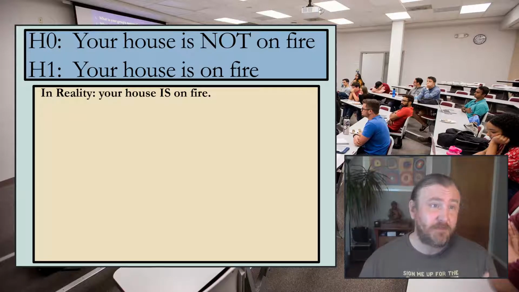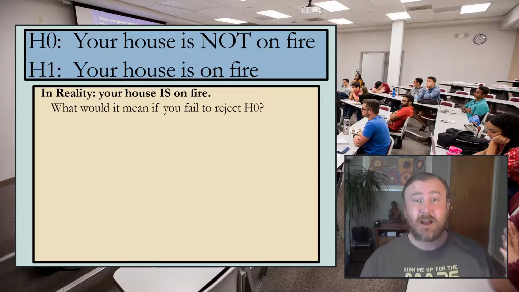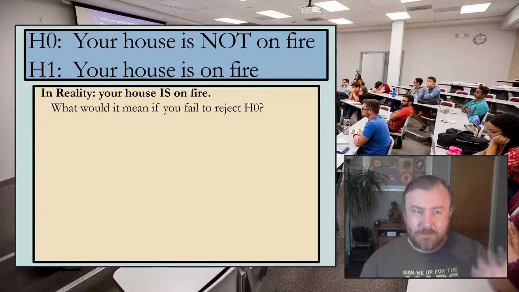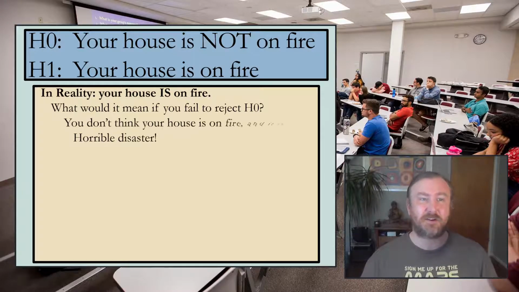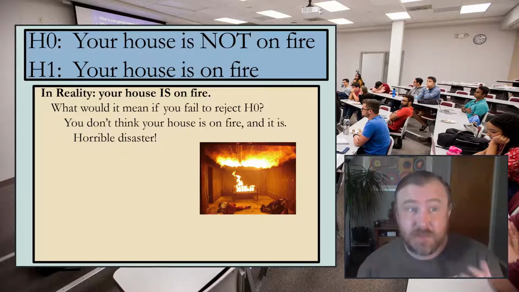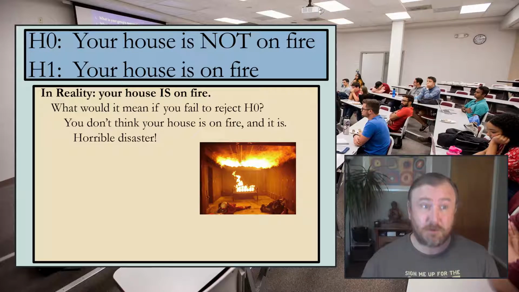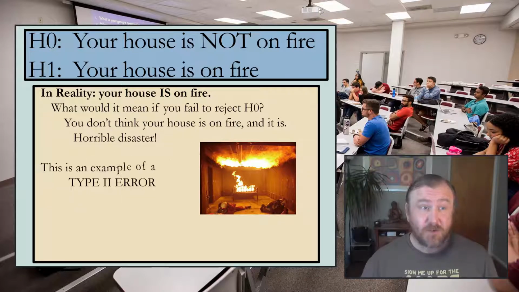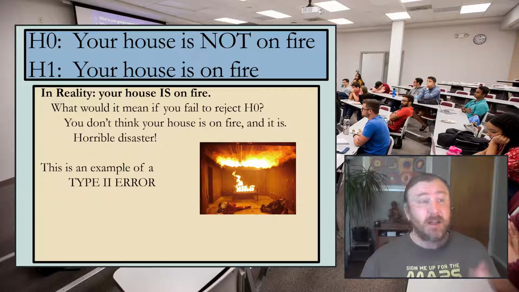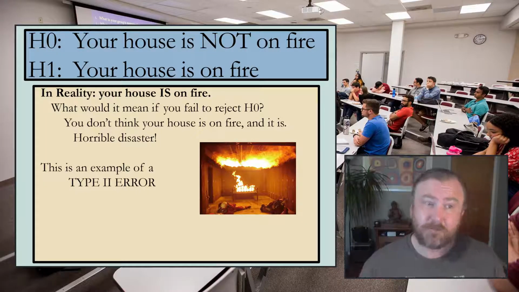If you thought that there's no fire, when in fact, in reality, your house is on fire, this would be a disaster, right? Because you would not think that your house is on fire when it is. Your statistical test said, oh, house isn't on fire, but it's burning to the ground. This is a horrible disaster. We do not want this to happen. This is a type 2 error.